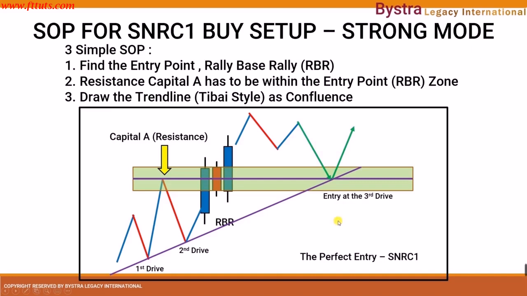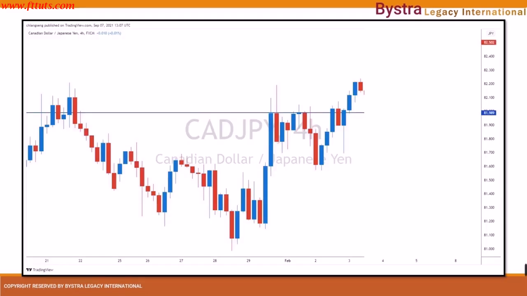Now this is what we call the perfect entry for SNRC1. If you find this kind of setup with a confluence of trend line, you can entry at a bigger lot than your normal lot. Now let's have a look at the example on the chart. So here I have CAD JPY on the H4 time frame. Do you guys able to spot the rally base rally in line together with the capital letter A?